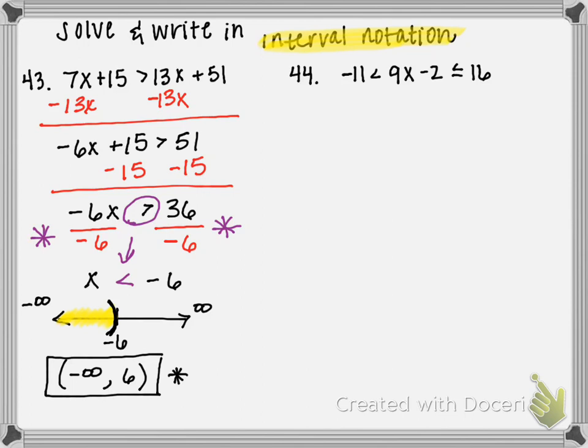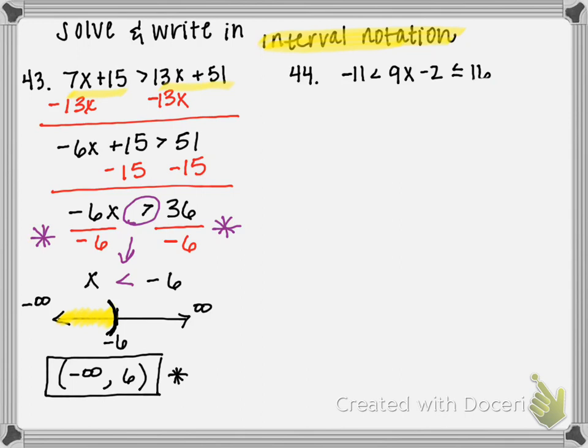So 43 is just a regular linear inequality. It does have a little tricky point here because we had to flip our inequality symbol. But if you look at 44, it's a little bit different because it's a compound inequality. So notice that we have 3 parts here. Whereas on 43, we really only had 2 parts. So what we did to one side, we did to the other. So with the compound inequalities, what you want to think about is, what I do to the middle, I have to do to the ends. So that's what we're going to do on this one.